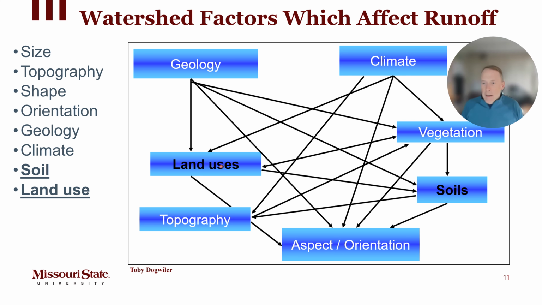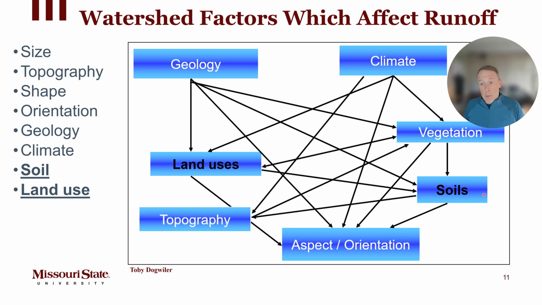I'm sitting here on the MSU campus in downtown Springfield. When I look out the window of my office, I see concrete, I see roofs, lots of impervious surface. We're in an urban area. This was not an urban area 200 years ago. We have changed the land use, and that has affected the amount of water that runs off. Our land use has also affected the soils. We can compact the soils, we can remove the vegetation, we can do lots of things that affect the ability of the soil to infiltrate water and hold on to it.